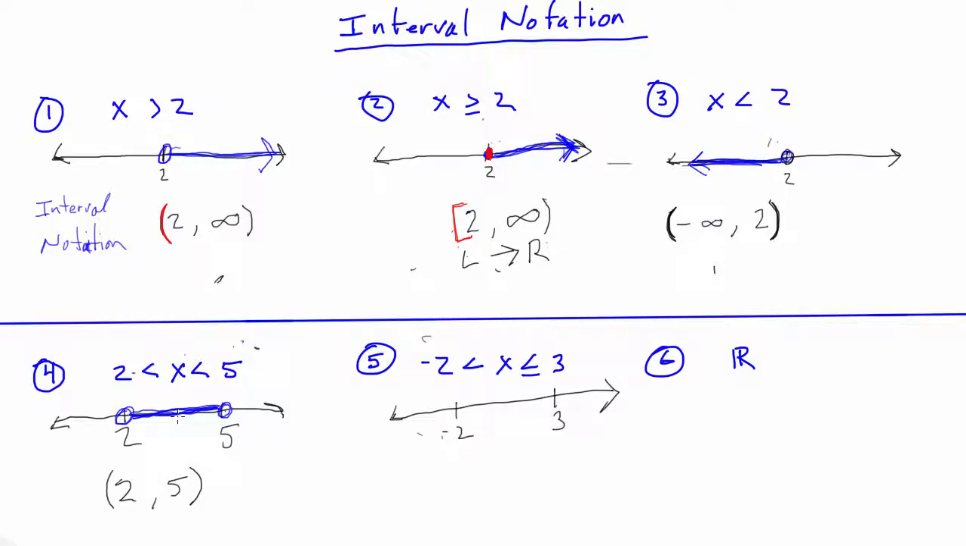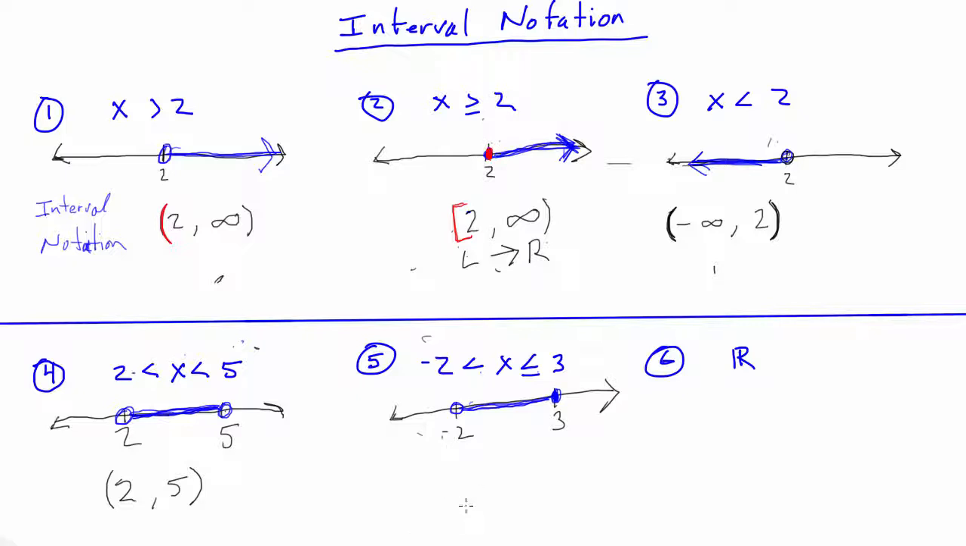All right, so the difference between number 4 and 5 is that you notice we have a less than or equal sign here. And let's mark that one up. So the negative 2 is still an open dot. Right? And the 3, because it says x is less than or equal to 3, that one gets the solid dot. And everything in between, just like number 4.